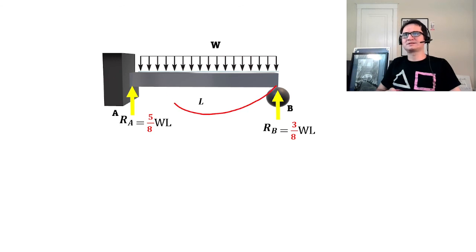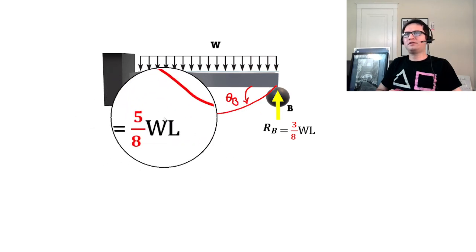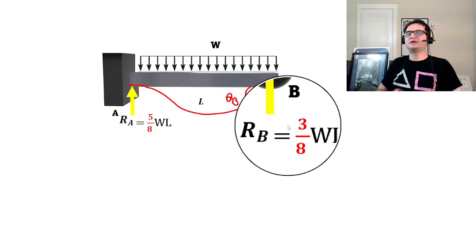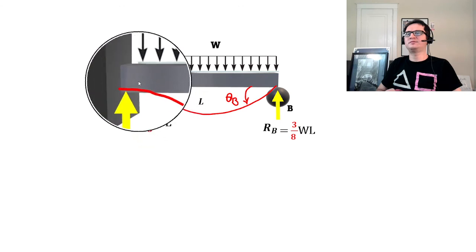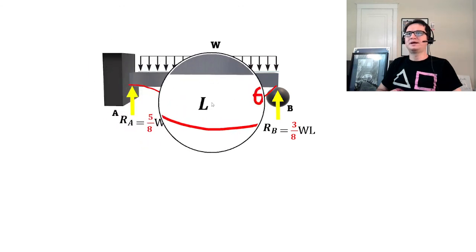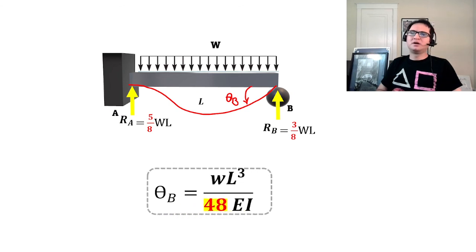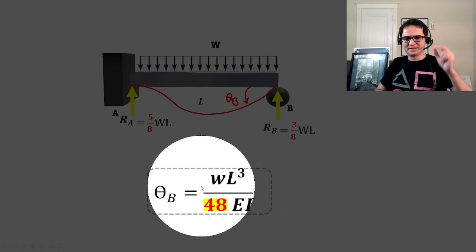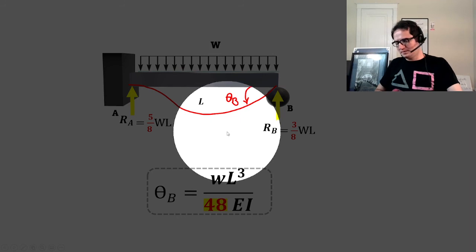So that gives us RA equal to 5 over 8 WL, RB is 3 over 8 WL, and theta at A is equal to 0 because that's a fixed support, and theta at B goes by WL cubed over 48 EI. That's exactly what we calculated in the previous example.